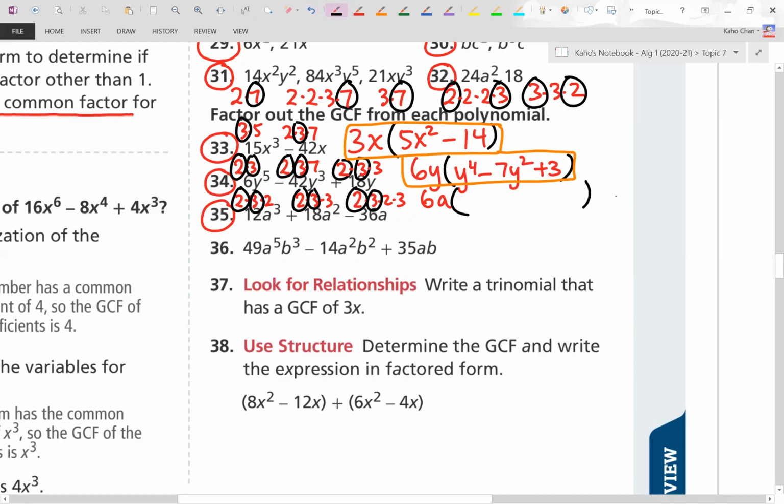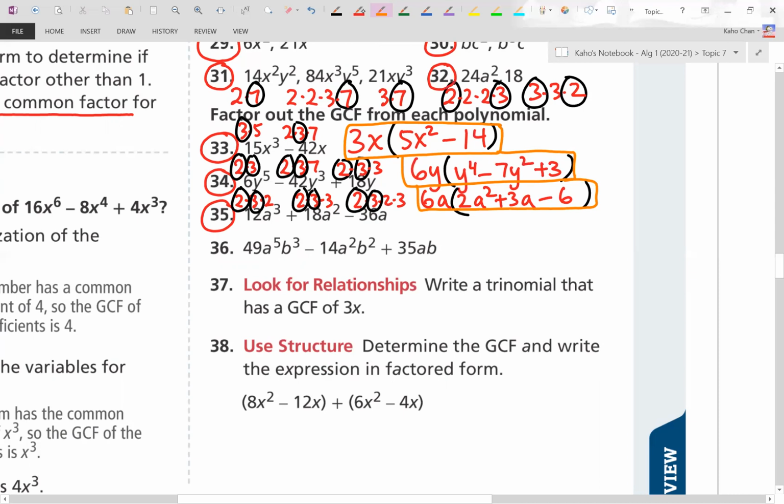And when I divide by 6a, my GCF, I'll get, in this case, 2a squared. Notice the numbers that I've not circled are what's left over, meaning the quotient. The middle term is 3a, and the last term is 2 times 3, which is minus 6. There it is.